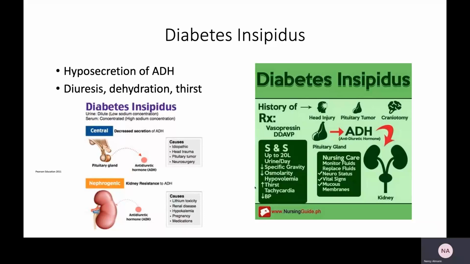If you have hyposecretion of ADH, you will have a form of diabetes, which is known as diabetes insipidus. Diuresis, dehydration, thirst. And what causes it? Potentially, maybe a head injury, potentially a pituitary tumor. You might have had a craniotomy. If you are secreting insufficient ADH, you will not be able to retain enough water.